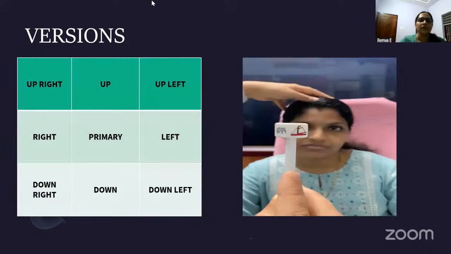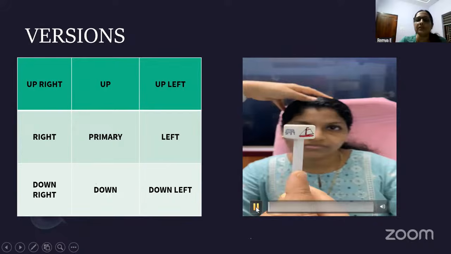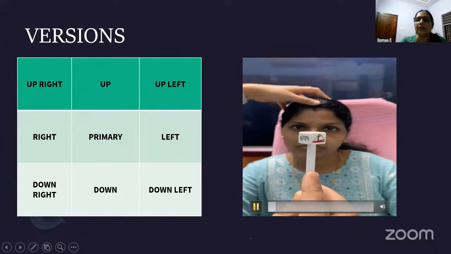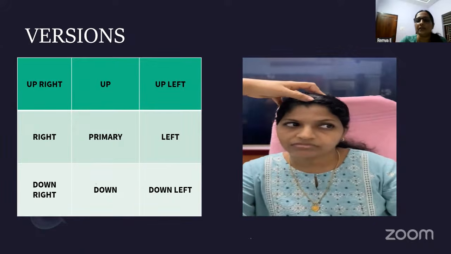Okay. So versions, normally in a comitant squint, in all the squints you will measure it for all 9 positions. You have a primary gaze, then up, otherwise known as supraversion, then down, infraversion, then up left, levo elevation, dextro elevation, levo depression, dextro depression. These are the 9 positions. I'll just show you how you will test. You just show a target and move the target to one side.